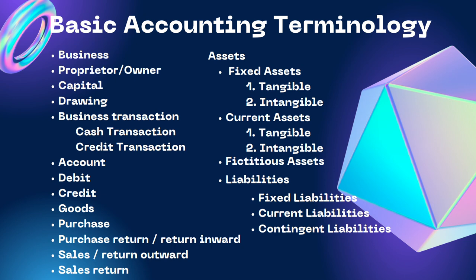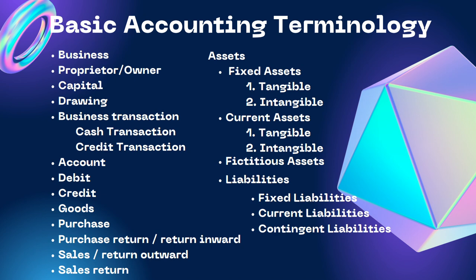Now comes the asset. We have three types of asset. One is fixed, the other one is current, the third one is fictitious. Fixed asset is a building, a plant, or anything else which is already fixed. The next one is current asset. The things which can be sold and turned into liquid cash within the financial year come under current asset. Next one is fictitious asset. Goodwill, patents, copyright, everything comes under fictitious asset.